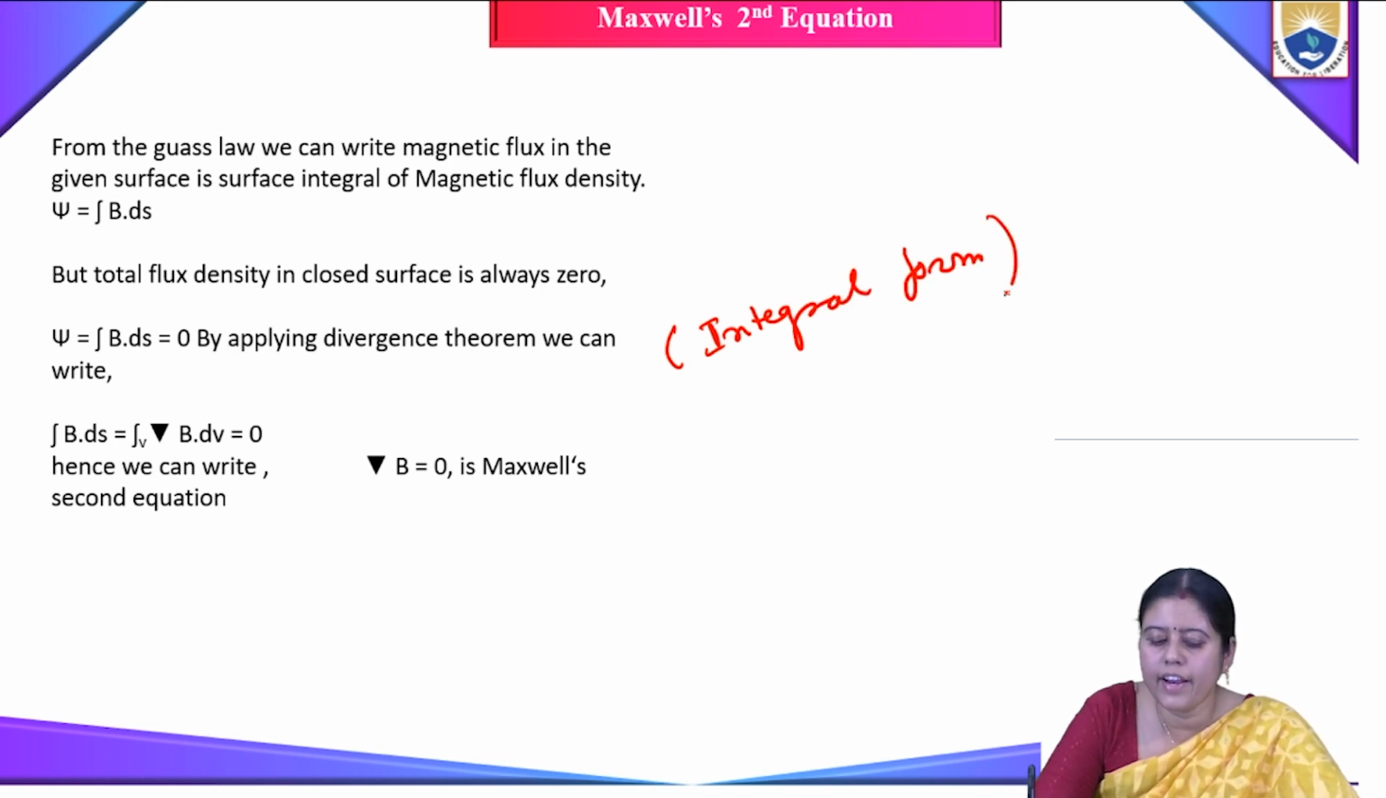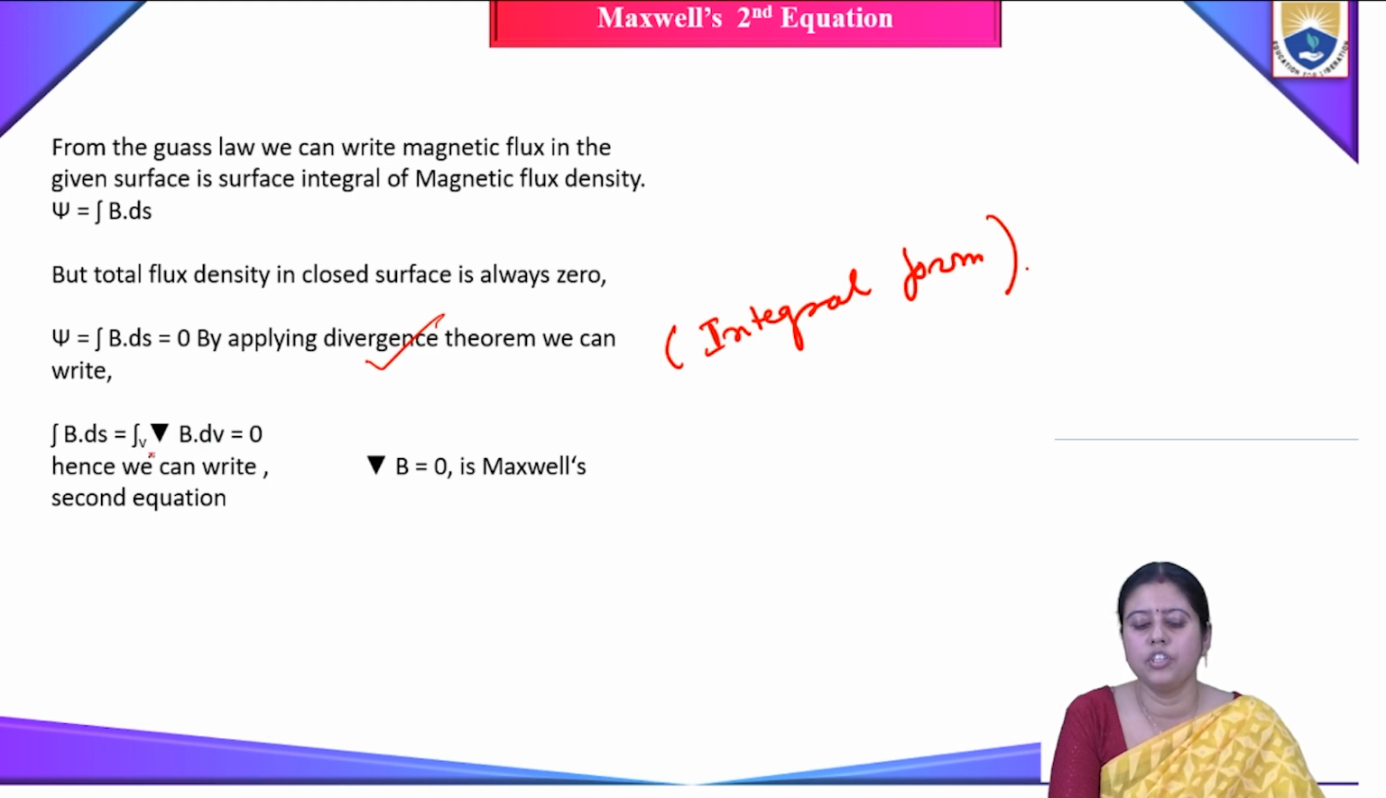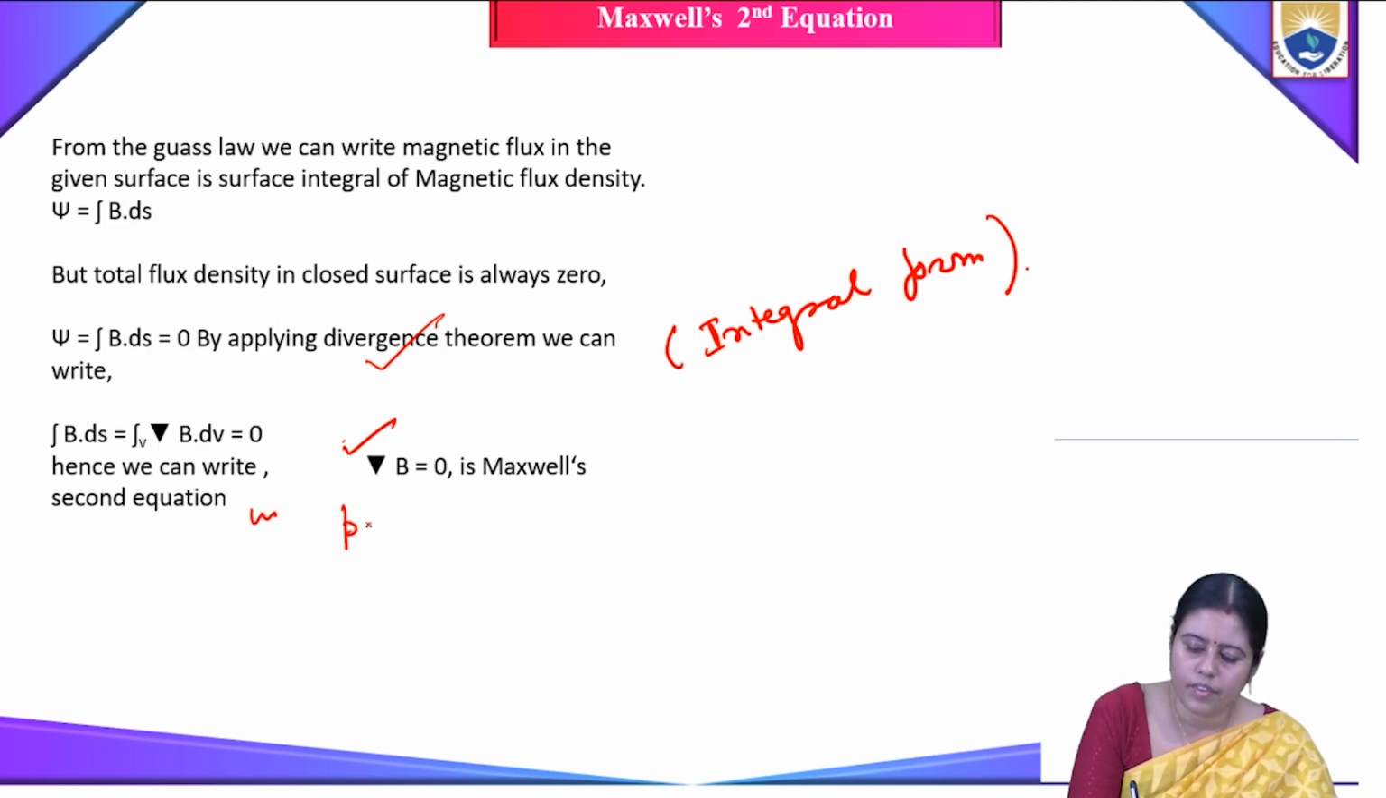Now again, if we apply the divergence theorem, the integral of B dot dS is equal to the integral of grad dot B dv, which equals 0. So grad dot B is equal to 0. This is Maxwell's second equation in point form.